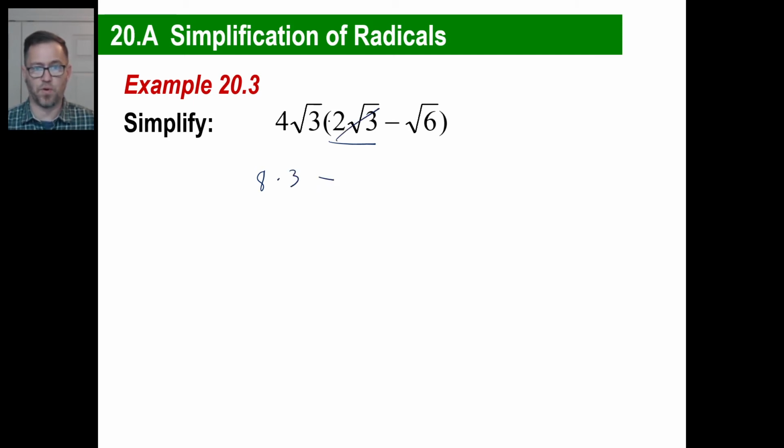So we have 4 then times the square root of 3 times the square root of 6 is the square root of 18. Well, this one we know is 24 minus 4 times the square root of 18.